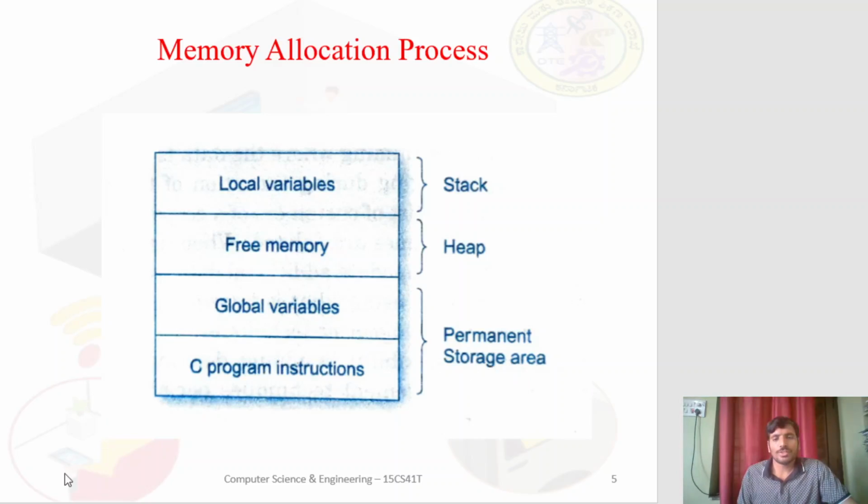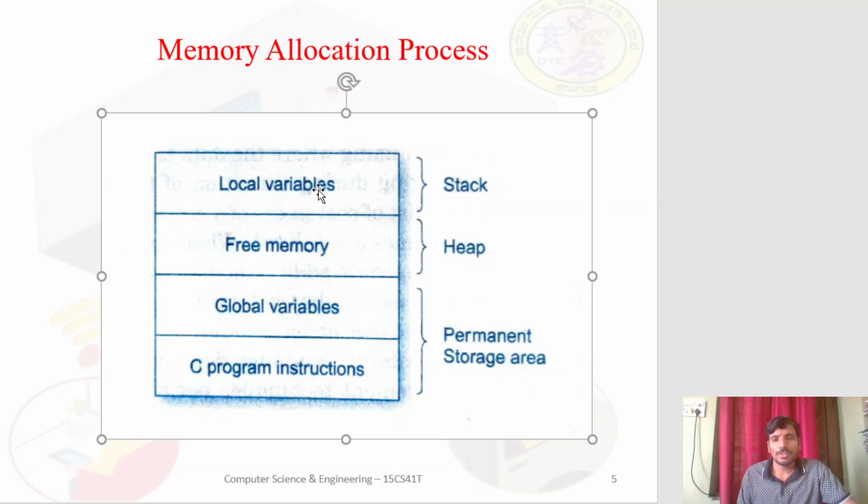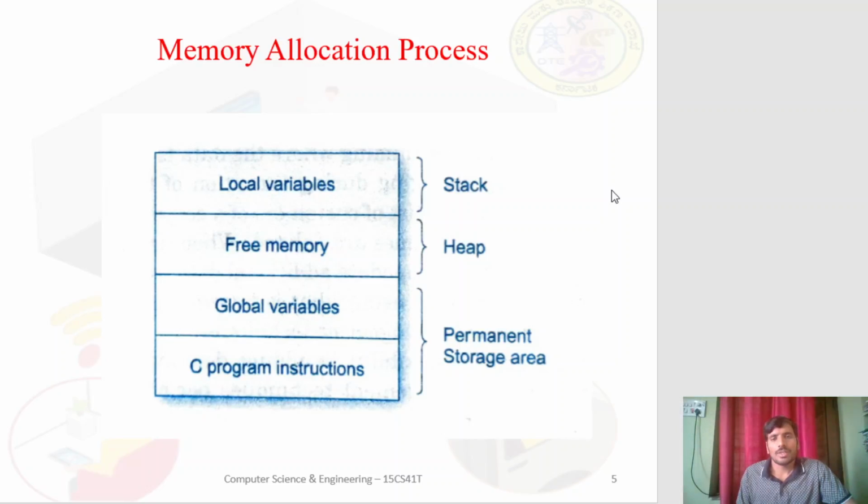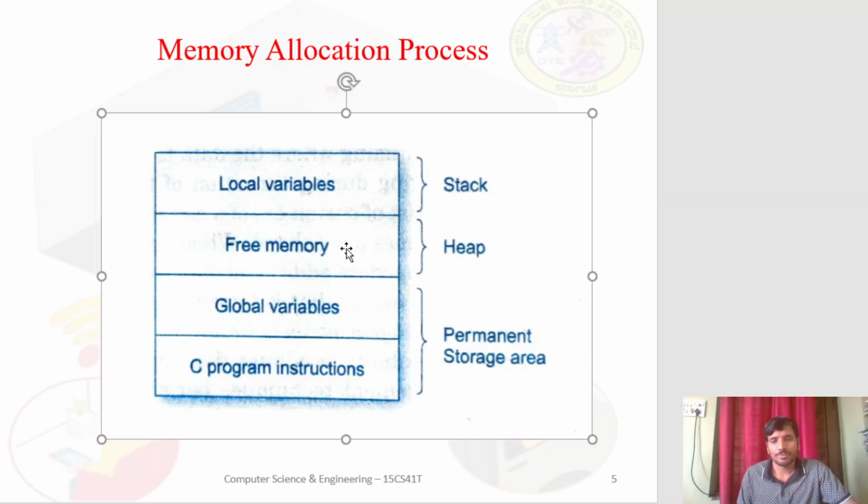So what does the permanent storage area consist of? It consists of computer or CPU registers. C program instructions and global variables are stored in CPU registers, what we call the permanent storage area, and local variables are stored in stacks. Not only local variables are stored in the stack, but functions are also stored in the stack. Understood, students?